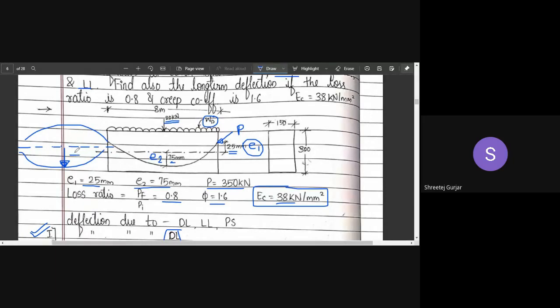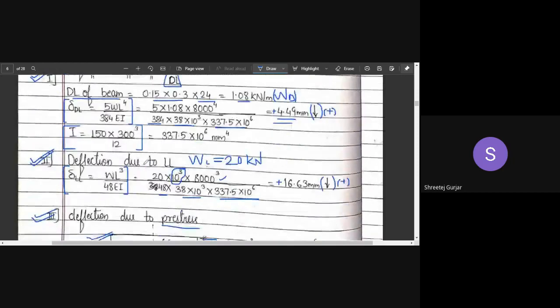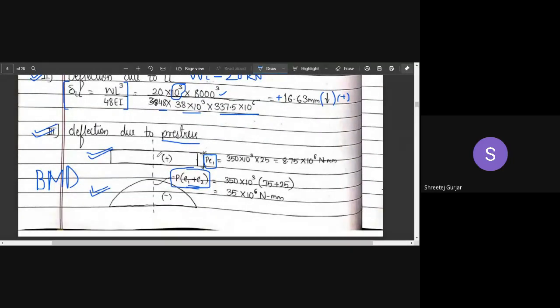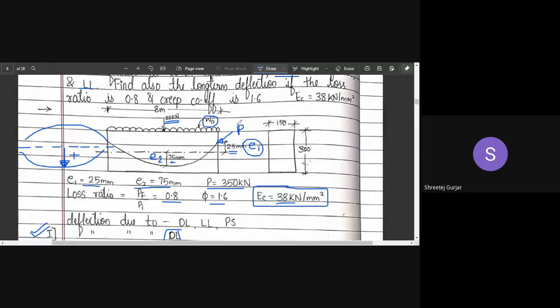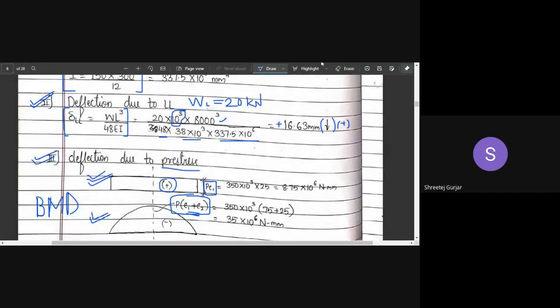As I've told you, downward deflection is considered positive. What is the value of the moment caused? It is the same throughout the beam: the force into the perpendicular distance. Force is P, perpendicular distance is 25 mm. That is nothing but P into E1, and it is acting the same throughout your beam. So that is how we have drawn the positive bending moment diagram, and the value is P into E1. It is usually the same for all the numericals, as you'll understand once we solve various types. Due to E1, it will be P into E1, a rectangular shape BMD.